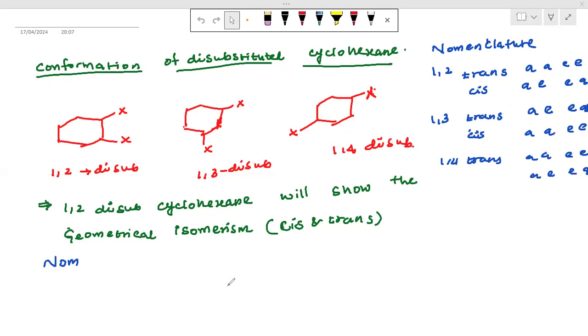We can see clearly that when it is an odd number, let us first look at the even number. If it is an even number, like 1,2, then in trans both are present in axial or both in equatorial. Similarly, in 1,4, both are present in the axial or both in the equatorial.